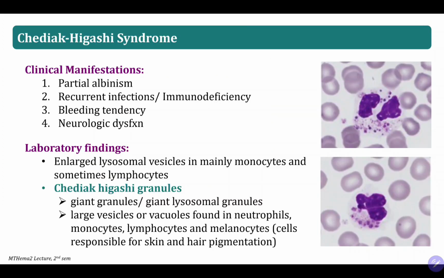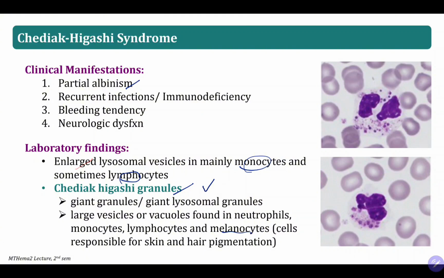Now, laboratory findings in Chediak-Higashi syndrome show the presence of enlarged lysosomal vesicles, mainly in the monocytes and sometimes in your lymphocytes. These are known as your Chediak-Higashi granules. These are giant lysosomal granules present in your neutrophils, monocytes, lymphocytes, and melanocytes. That's why there would be the clinical manifestation of partial albinism, kasi affected din si melanocytes, which have your LROs. Okay? Again, the characteristic feature present in Chediak-Higashi syndrome is your Chediak-Higashi granules.